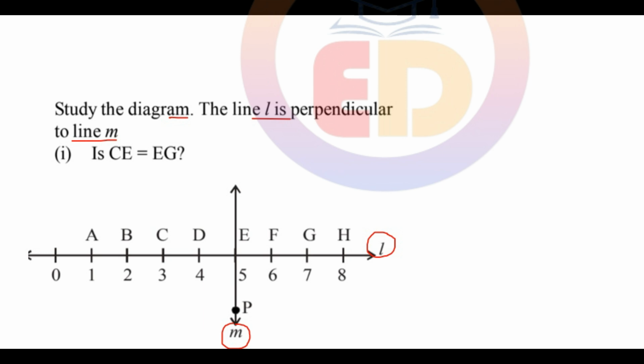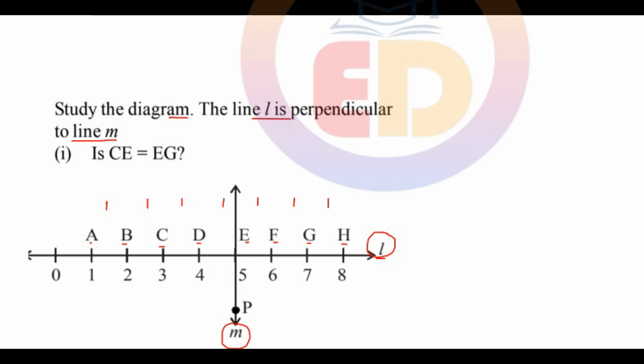In line L there are multiple points A, B, C, D, E, F, G and H, and all these points are located at equal distance, and the distance is 1 unit each. A to B the distance is 1 unit, B to C is 1 unit, C to D is 1 unit, D to E is 1 unit. Similarly, E to F 1 unit, F to G 1 unit and G to H is 1. So all these points are equidistant.